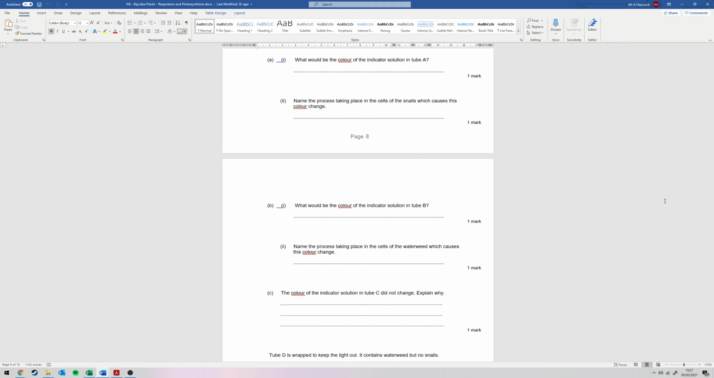B1. What would be the colour of the indicator solution in tube B? B2. Name the process taking place in the cells of the waterweed which causes this colour change. Part C. The colour of the indicator solution in tube C did not change. Explain why.